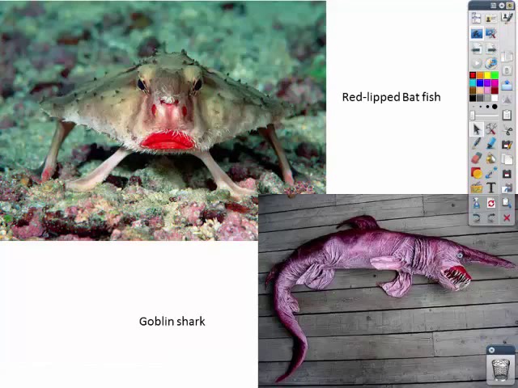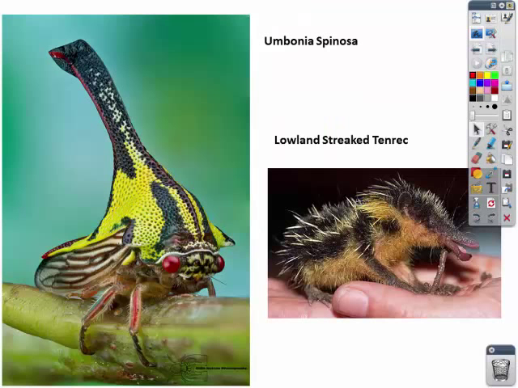Here you see the red-lipped batfish. Even though he looks upset, he is not. He's very happy and content in his environment. Unlike the goblin shark, who's been taken away from his environment and, as he looks, is unhappy about it. The little bug on the left-hand side is a horned beetle. You can imagine him blending into his environment, using his camouflage to survive. And the little guy on the right-hand side is using his adaptations to escape predators.